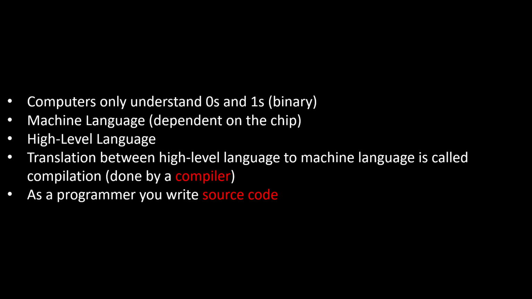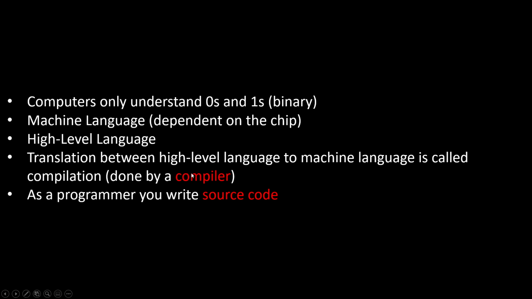And that, again, is called assembly. But most people don't write code in assembly. Most people write code in high-level languages, right? Even if it's a super old one like Fortran. Okay. All right. So now the translation between a high-level language to machine language, to the zeros and ones, is called compilation. And it's done by a compiler.